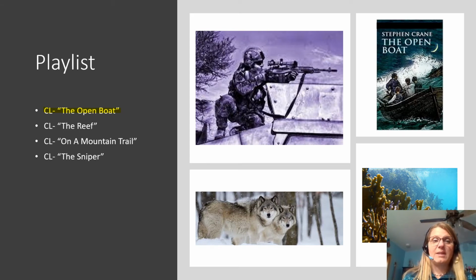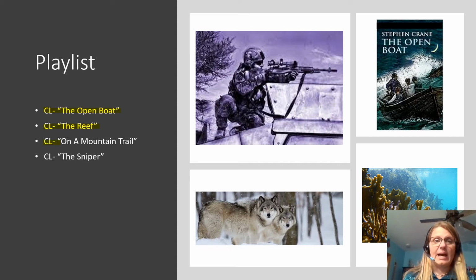And then we have another one that is The Reef, and this one is set in the ocean. It's the one that my picture is sort of taking up the space of here. And I think that's self-explanatory that this is going to have something to do with the reef, and this is a much more modern story. It's not super modern, but it is much more modern.